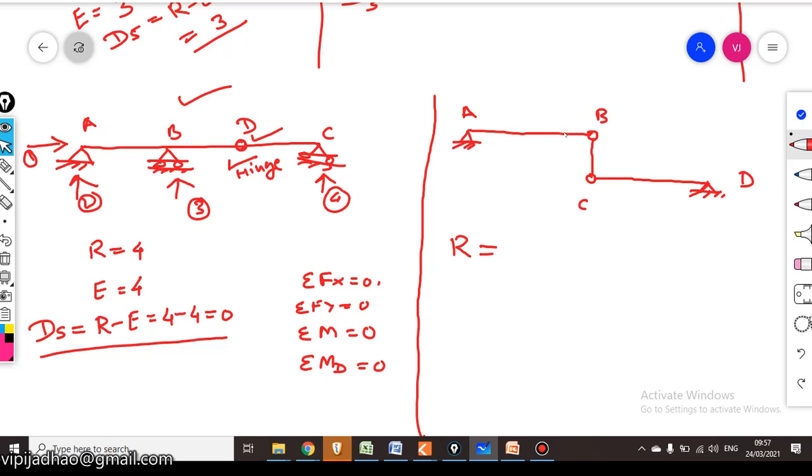Sorry, one more support will be here. We'll be having one more support like this, roller support. So here the total number of unknown reactions: this will be one vertical reaction, one horizontal reaction, one vertical reaction here at the roller support, one vertical reaction at D and one horizontal reaction at D.